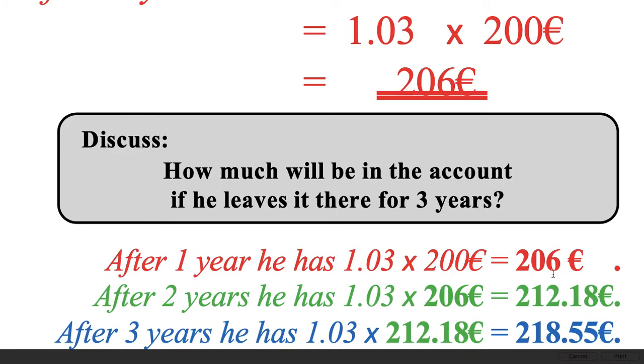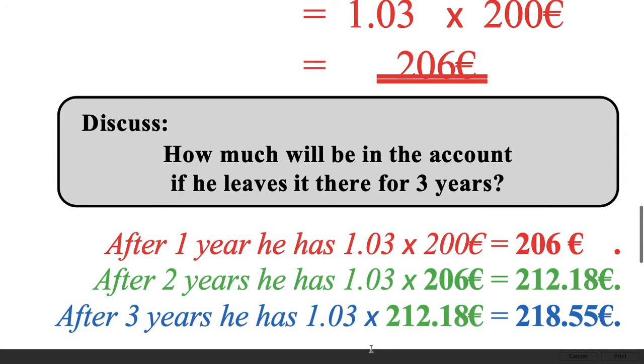So after 1 year he has 1.03 times 200, 206, as we saw. After 2 years, he has 1.03 times his previous 206, which makes 212.18. And after 3 years, he has 1.03 times the previous 212.18, which makes 218.55. So each year, you're multiplying by 1.03 to give him an extra 3%, but each year you're multiplying a larger and larger amount. The amount is growing, or compounding.